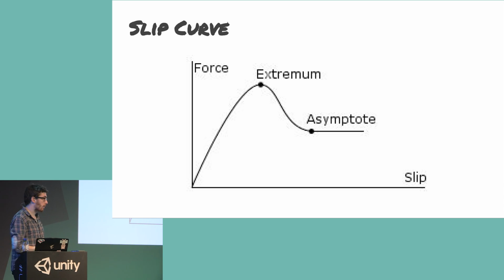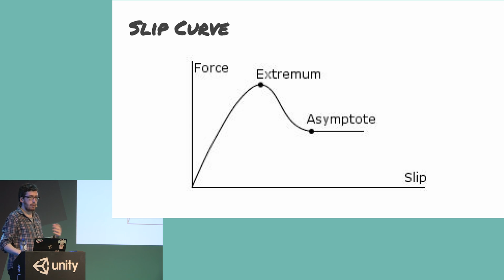So if you wanted to make your car more grippy, you can move this asymptote up so that more force is output even when the slip value gets very high, when the tire gets really wound up.